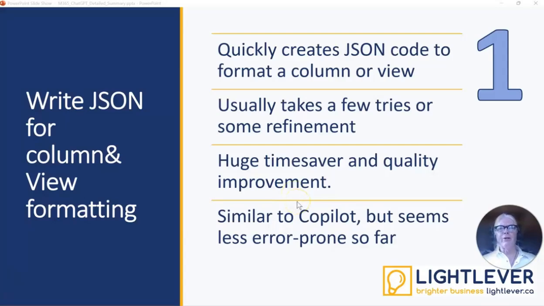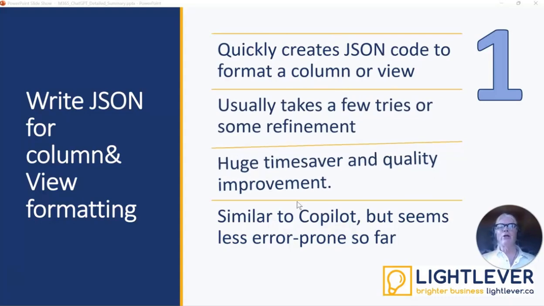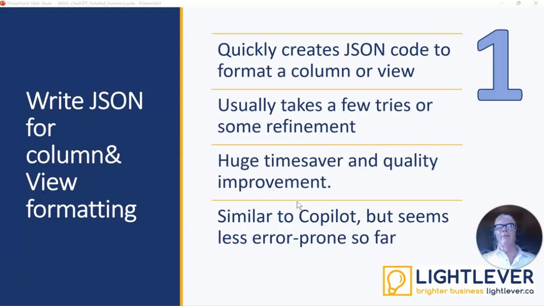So first, this is one that I've been using quite a bit with Copilot as well: writing the JSON column formatting and view formatting expressions. I find that it quickly creates the JSON code to format a column or view. It's sometimes okay, usually takes a few tries to get it right, but still it's a huge time saver and quality improvement. What I mean by that is if you can format your columns and your views better using JSON, they really look much better, and JSON is hard to write without a tool like this, or at least for me it is. So my findings were that this was similar to Copilot, but it seems less error prone so far. Let me just give an example here.